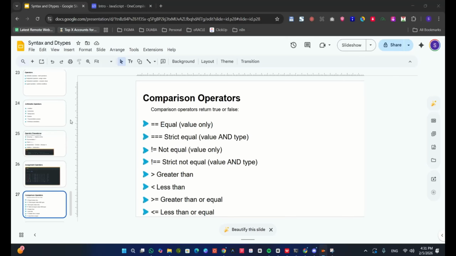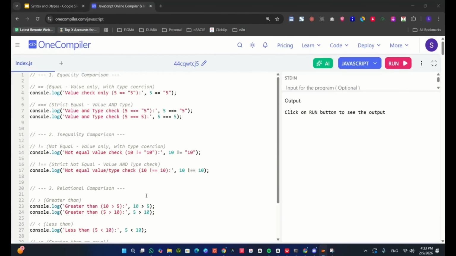Let's move on to the comparison operators. With the comparison operators, we compare two values or two operands and return a result, either true or false. So we have the equal, the strict equal, not equal, and the strict not equal. We also have greater than, less than, greater than or equal, and less than or equal. Let's go through each of these operators in an example and also explain.